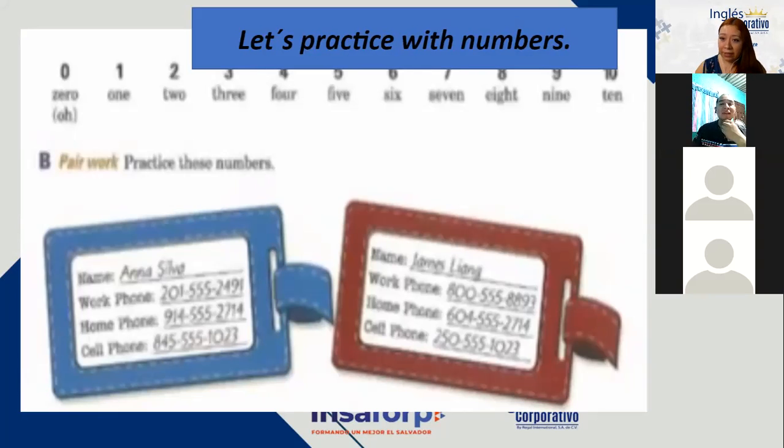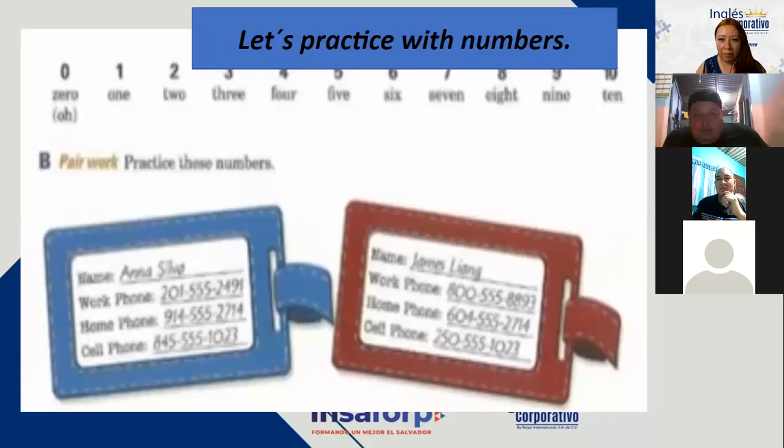Yes, this may seem very basic, but it's extremely important that we practice our pronunciation, right? We want to sound natural. We don't want to sound like we're learning. Esto puede parecer básico, pero la pronunciación es increíblemente importante. Aunque estamos aprendiendo, no queremos sonar como que estamos aprendiendo. Queremos sonar lo más natural posible, right?